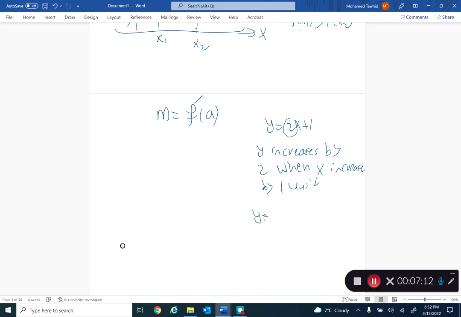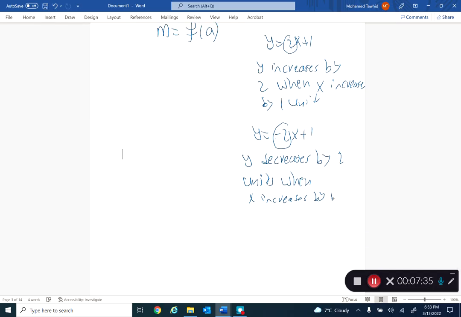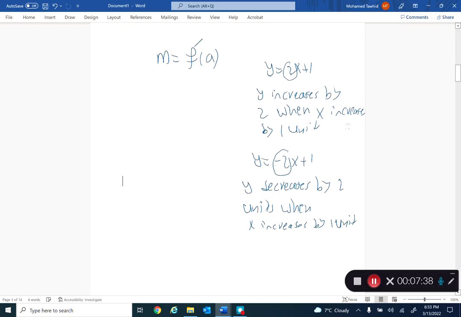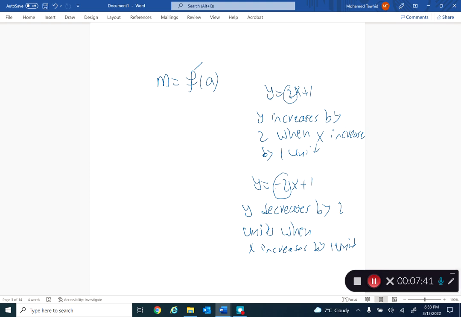So what happens if you have negative 2x plus 1? The slope is negative 2. Then your y is going to decrease by 2 units when x increases by 1 unit. So as soon as I look at the slope for the linear case, if it's positive, then y increases by 2. If it's negative, then y decreases by 2 because it's negative. So that is for linear functions.